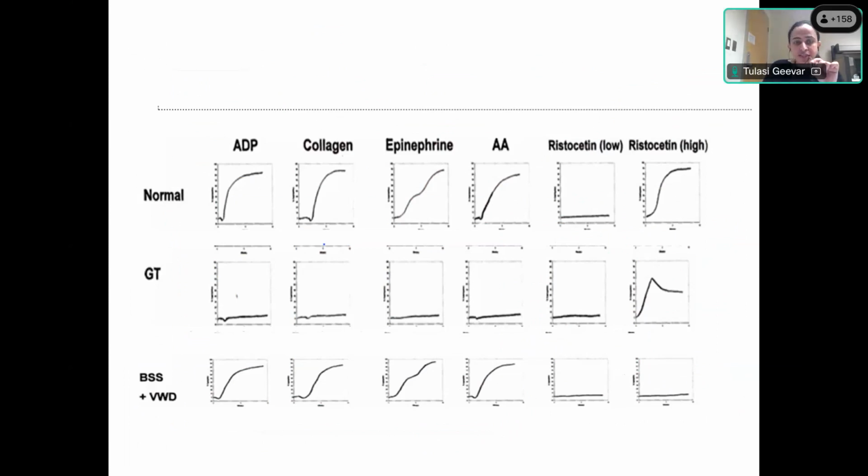The most classical pattern is seen in Glanzmann's thrombasthenia, where you see an absent response with all physiological agonists, and you see a normal response only with ristocetin. I would not call it a normal response. You see an aggregation followed by disaggregation in Glanzmann's thrombasthenia with ristocetin alone, and an absent response with the other agonists. While the reverse pattern is seen with Bernard-Soulier syndrome, where you see an aggregation pattern with the other agonists, but an absent response with ristocetin.